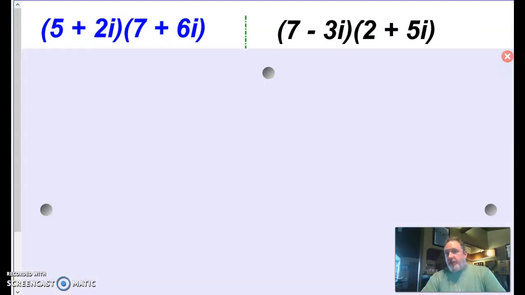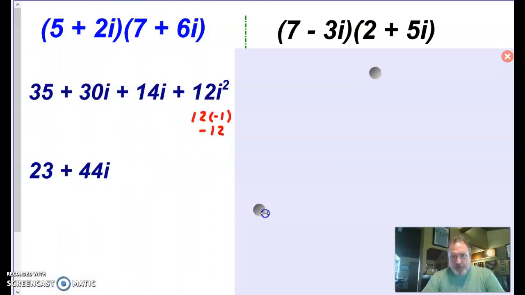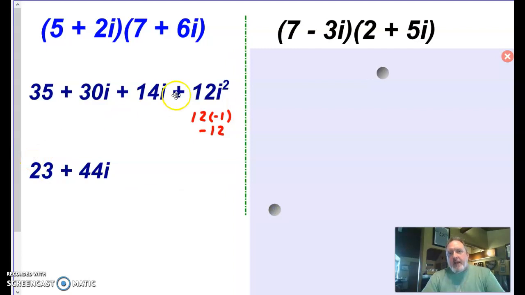We can FOIL these, no different than you would if it was a variable like a or x or t or any other variable. The one change comes at the very end, and we'll see that when we get i squareds. So if I FOIL this out, first, outside, inside, last, I'm going to get right here. And it's this last term where we've got to be careful, because we know i squared is negative 1.